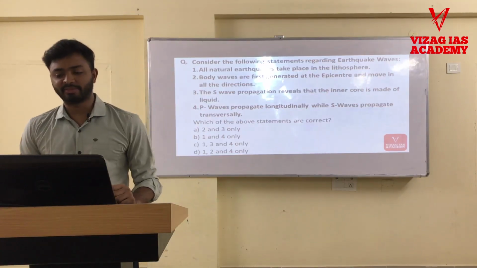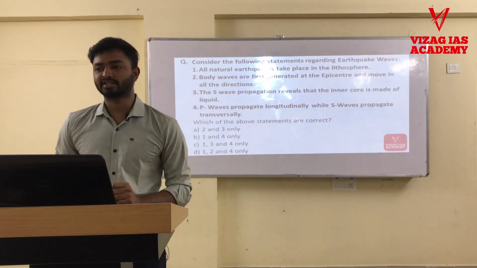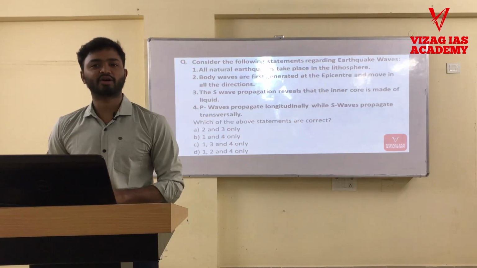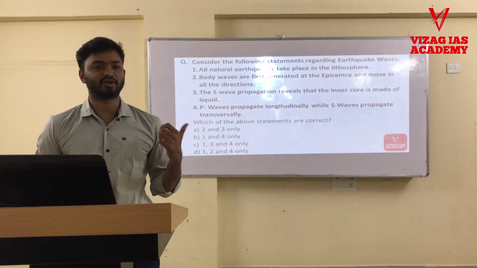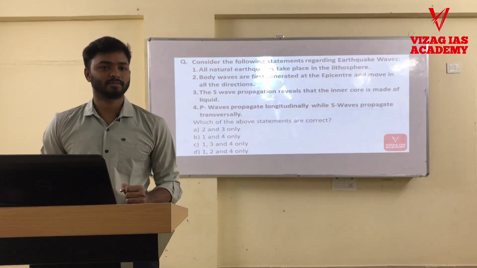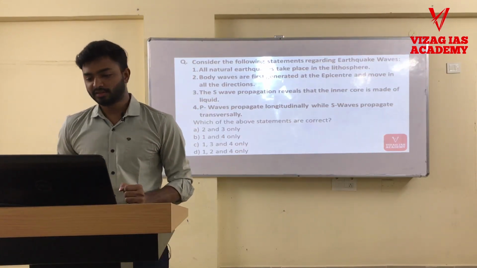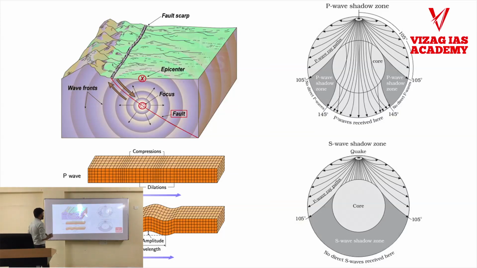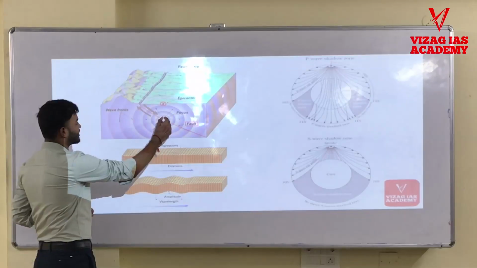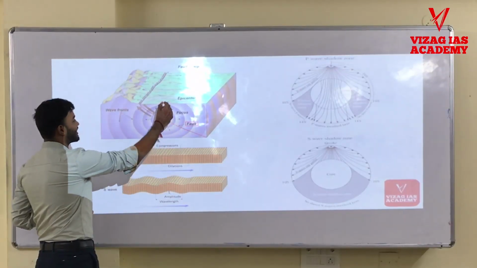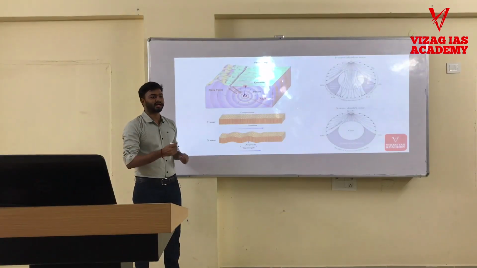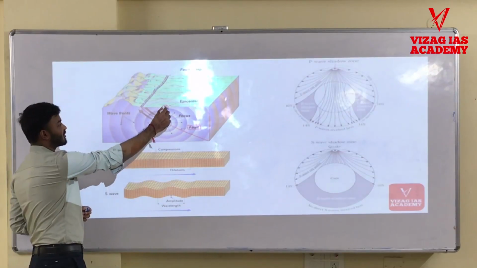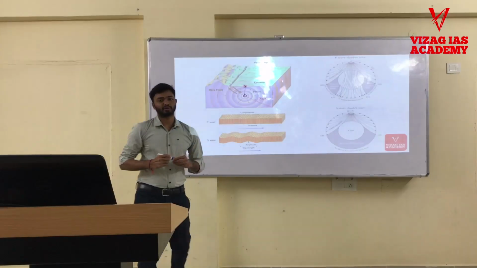Body waves are first generated at the epicenter and move in all the directions. Is this statement correct or wrong? Wrong statement, because what is the fault here? Focus. We know that the place of origin of an earthquake is called the focus, and the place exactly above the focus is called the epicenter. So body waves are generated from the focus and not from the epicenter.